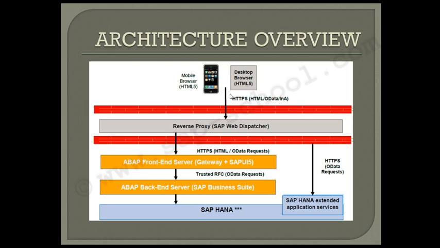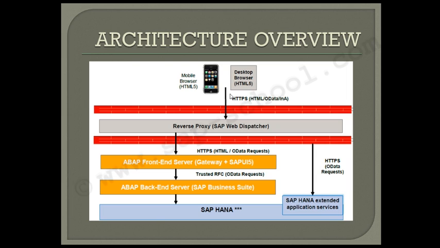Then we have the ABAP front-end server. It will contain all the UI components and the NetWeaver Gateway. Then we have the ABAP backend server. The ABAP backend server will contain all the backend logic, business logic and data, as well as the search models for the fact sheets. So this is how our architecture will look. My request will come from the client. It can be a smartphone, a tablet, or a laptop. We can access SAP Fiori using any of these.